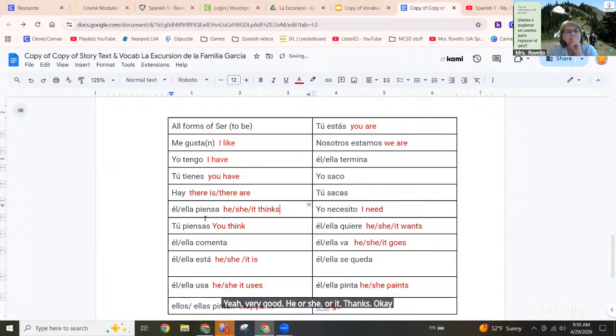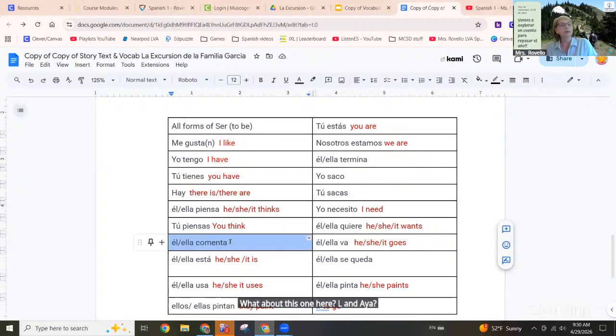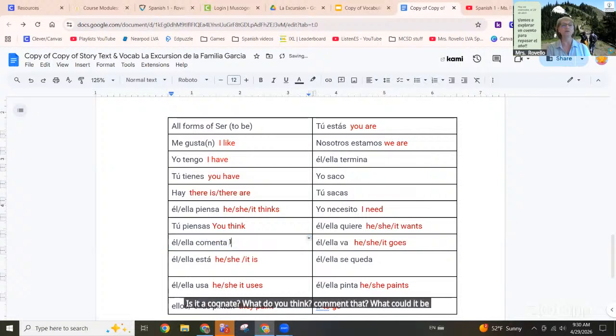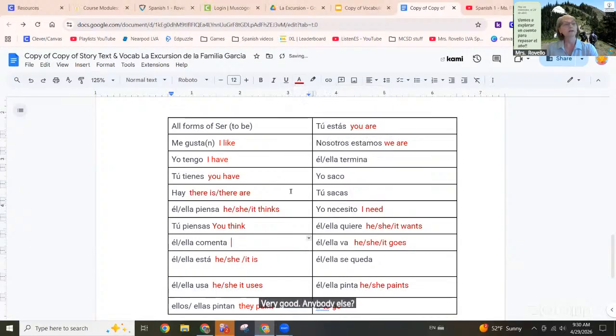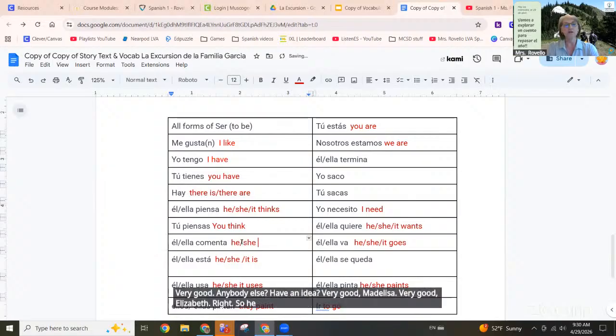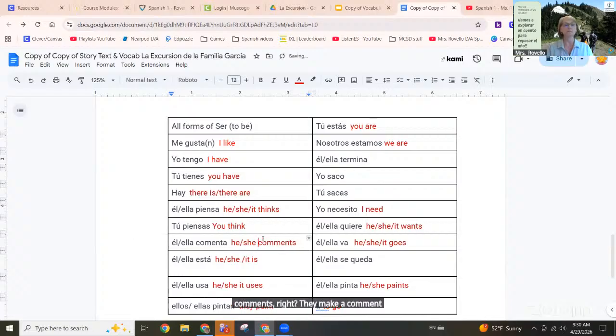Okay, good. What about this one here? Él and ella comenta. Is it a cognate? What do you think? Comenta. What could it be, you guys? What's it look like in English? Very good. Anybody else have an idea? Very good. Right. So he or she or it comments, right? They make a comment. We know that. Okay, one more in this left-hand column.